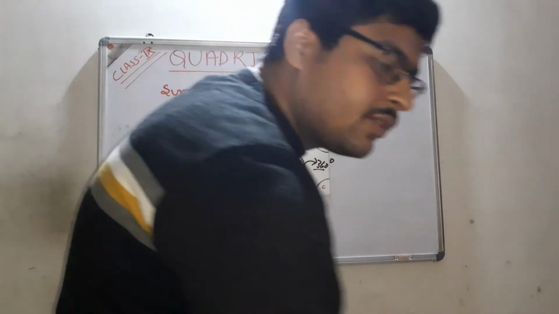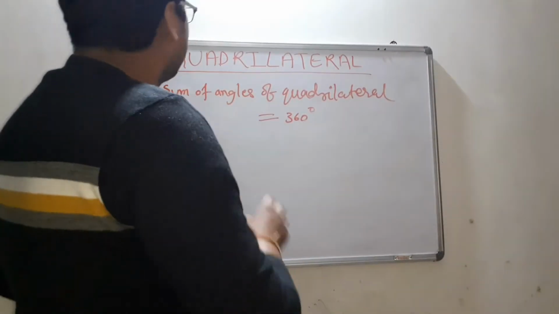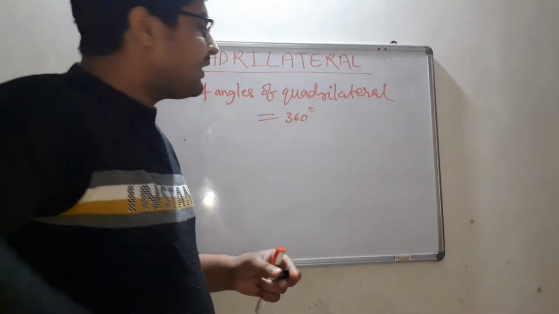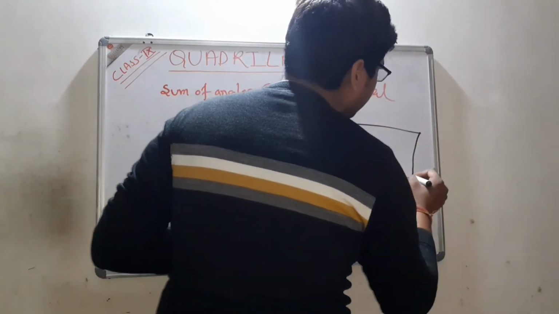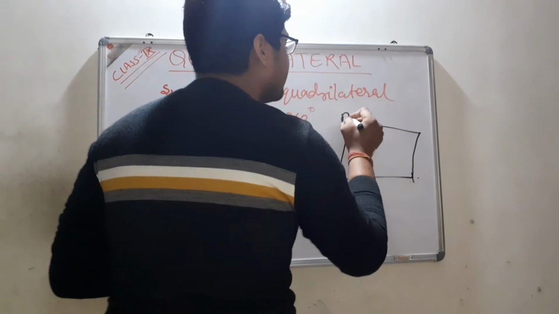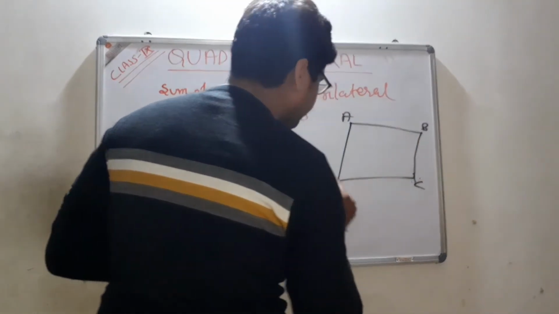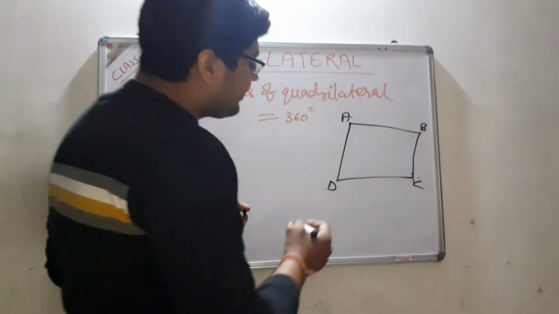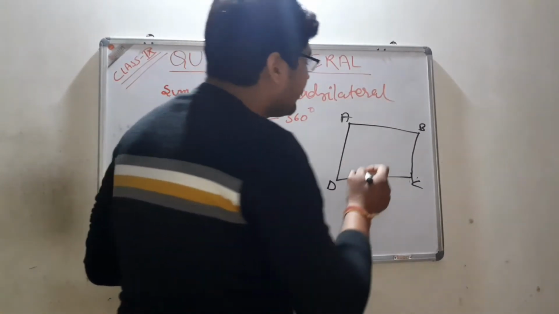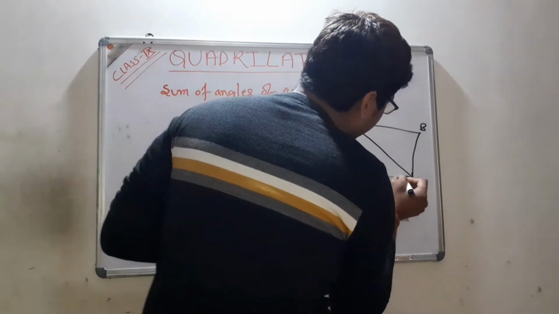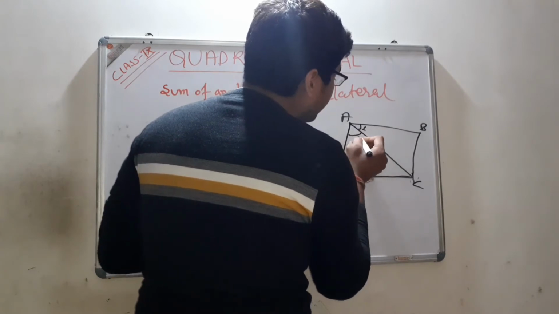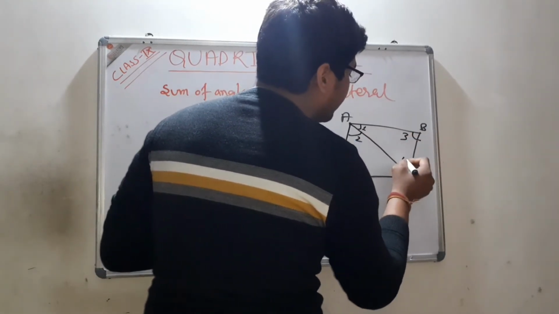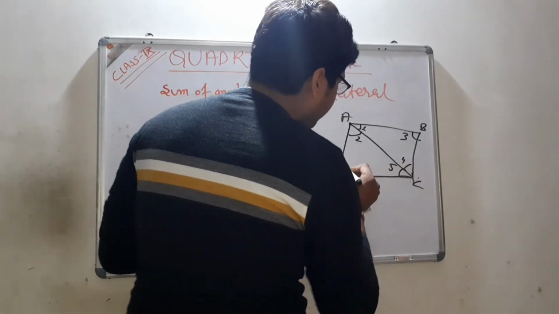Okay, now we will go for another method for the verification of this property. We will use mathematical terms. Let us take any kind of quadrilateral like this, which is A, B, C and D. Now we will take any diagonal, AC or BD, any one. Let us take AC and we will mark the angles: angle 1, angle 2, angle 3, angle 4, angle 5 and angle 6.